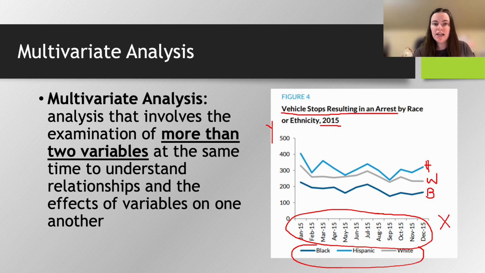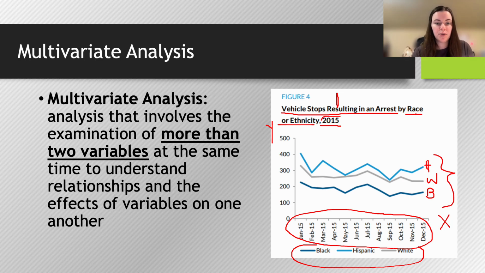In this case, let's identify each of these three variables so that we can illustrate what a multivariate analysis might look like. In this case, our very first variable is the number of stops that resulted in an arrest. And that's actually told to us in our title here too. So not only can we use our y-axis to indicate that, but also our title is telling us that as well. Our second variable of interest is race or ethnicity, and that is designated to us down here by the three different bars that we have listed here as well.